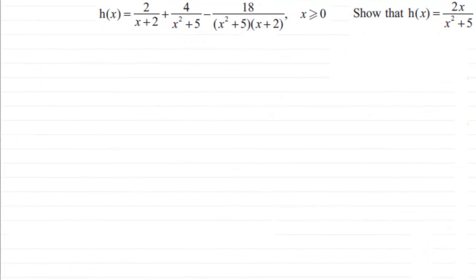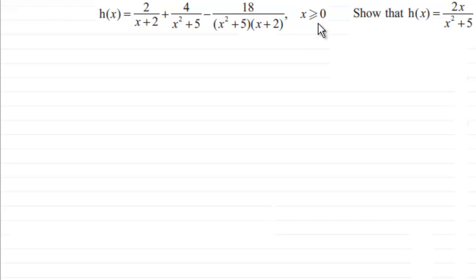Hi, now here we have an example on simplifying algebraic fractions, and if you're unsure of how to do this, then you should see that there's a link here that will take you back to video tutorials on this. But for now, what we've got here is h of x equals 2 over x plus 2 plus 4 over x squared plus 5 minus 18 all over x squared plus 5 multiplied by x plus 2, where x is greater than or equal to 0.